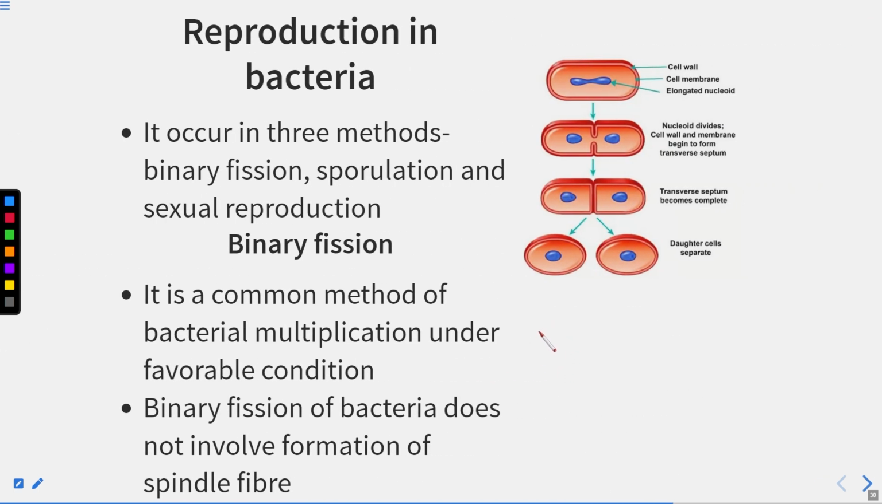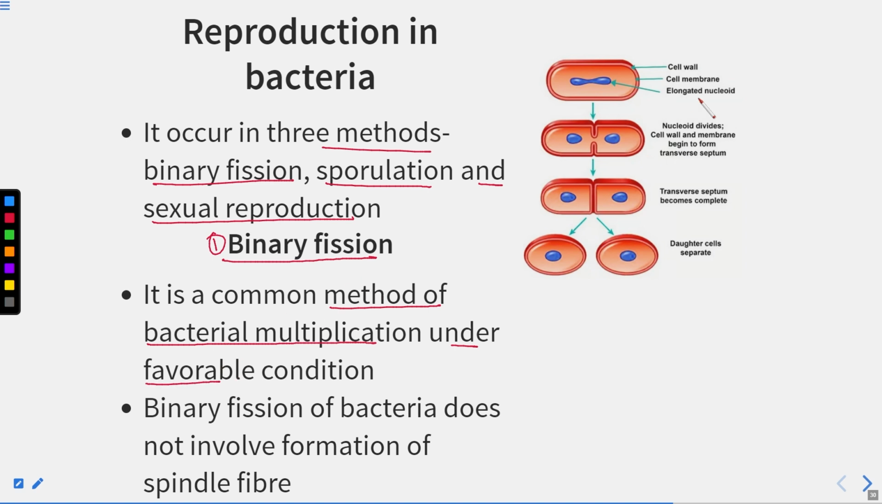Now here comes reproduction in bacteria. It occurs by three methods: binary fission, sporulation, and sexual reproduction. So we will see one by one the different types of reproduction methods. The first one is binary fission. It is a common method of bacterial multiplication under favorable conditions.